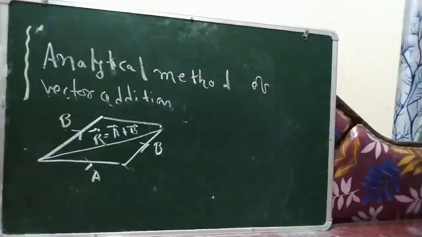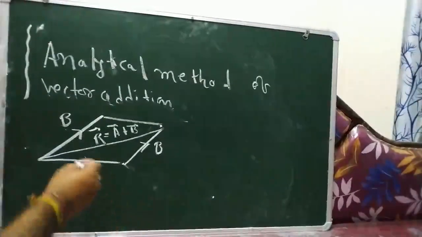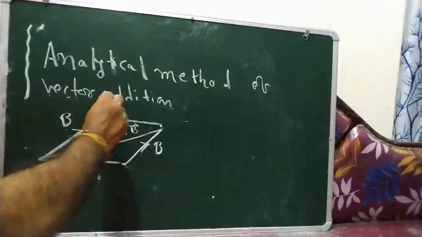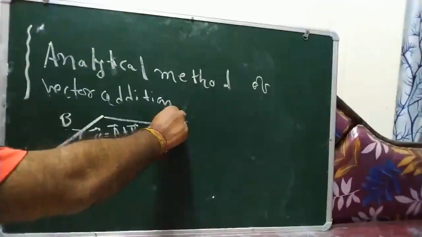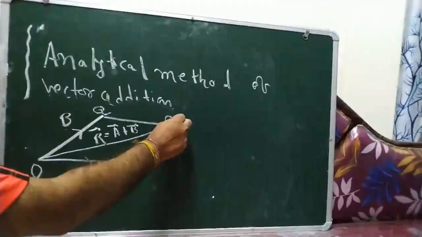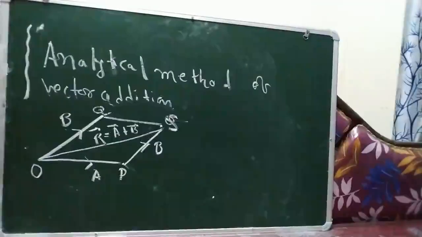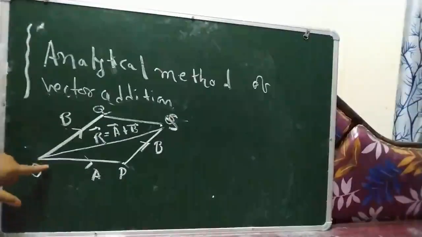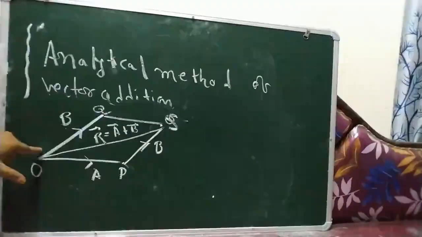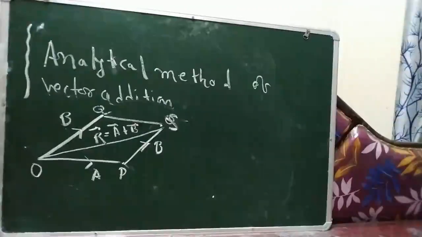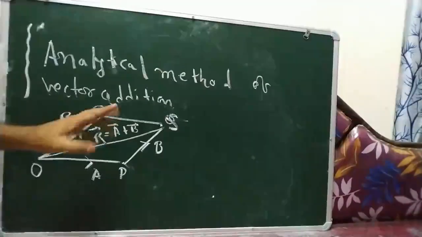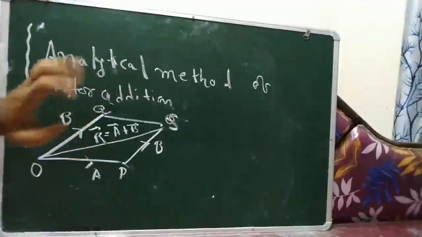Okay, so now let's give some names. O, P, Q, I think not Q, this is S. Okay, so it will be a parallelogram. So it is vector A, it is vector B. So this vector is B, so therefore this vector is also B. Same vector A. And then the resultant vector R equal to A plus B. That is from the parallelogram law.